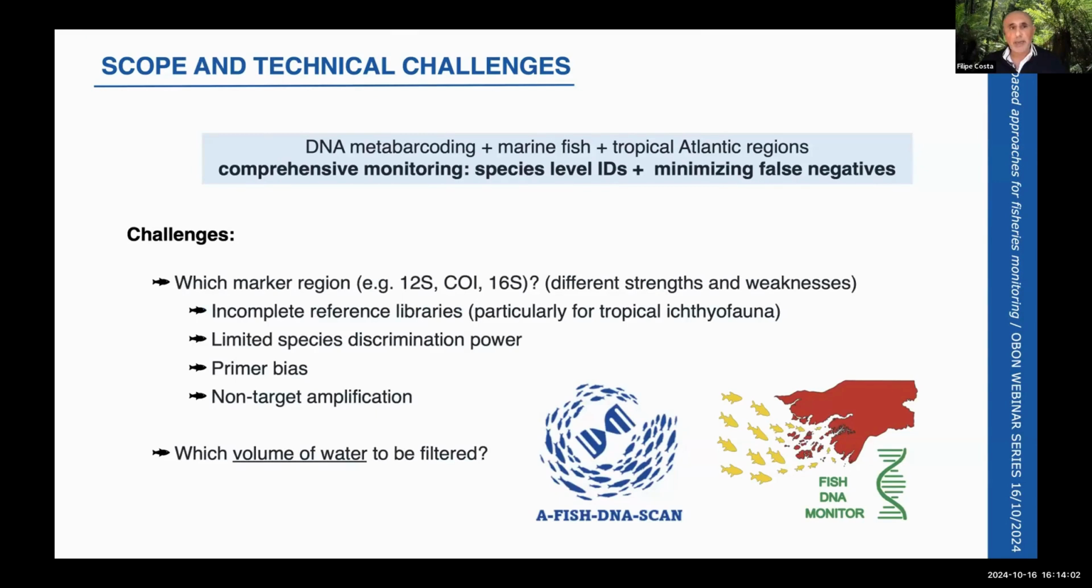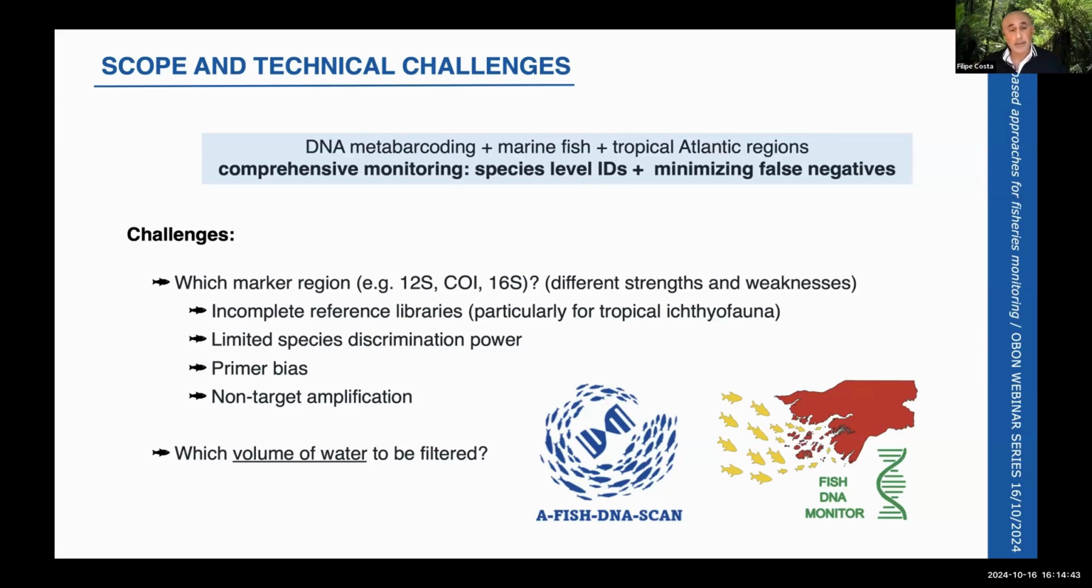Among the challenges, the first question was which marker regions should we use? Because there are different marker regions that have been applied for this purpose, and they have different strengths and weaknesses. Reference libraries are more or less complete depending on the marker, but they are particularly incomplete for tropical ichthyofauna, so we have to take this into consideration. Some markers have more discrimination power at the species level than others. Primer bias also occurs, and non-target amplification. So all of this we have to take into consideration.